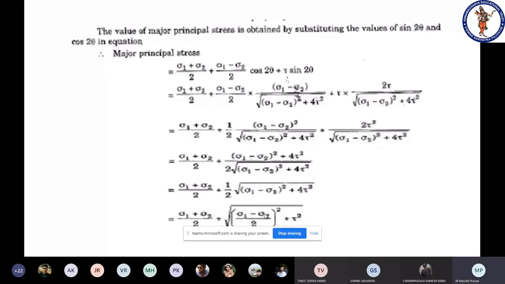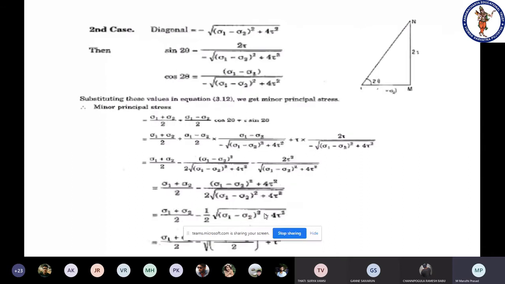Now similarly, what is our job? I am considering the case number 2. In case number 2, I am taking the negative root of diagonal. Positive root of the diagonal is plus root of sigma 1 minus sigma 2 whole square plus 4 tau square. Negative root of the diagonal is minus. This is the diagonal of this right angle triangle. So from that negative root of the diagonal, now you calculate the values of sin 2 theta, cos 2 theta. Again, you substitute those values in the equation of normal stress and simplify it.